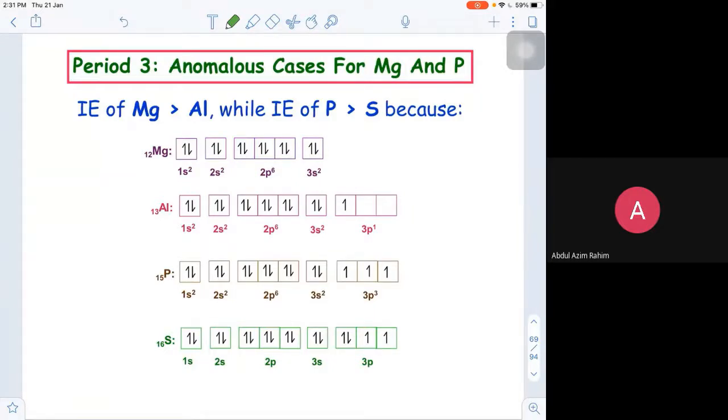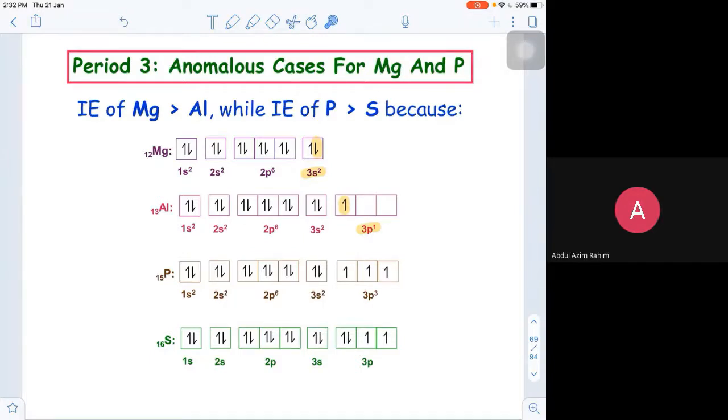So we observe that if we have to explain magnesium and aluminium, the first electron removed from magnesium comes from a stable full-filled orbital of 3s, as compared to the first electron removed from aluminium, which comes from an unstable unfilled orbital of 3p. So it is harder to remove this electron and requires more energy. It is easier to remove this electron, requiring less energy. That is why the first ionization energy of magnesium is higher than the first ionization energy of aluminium.